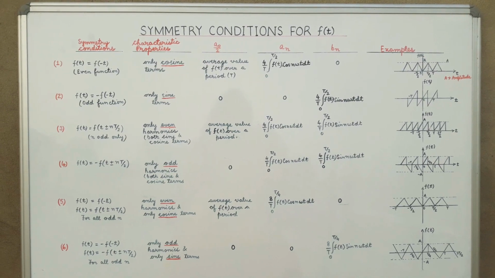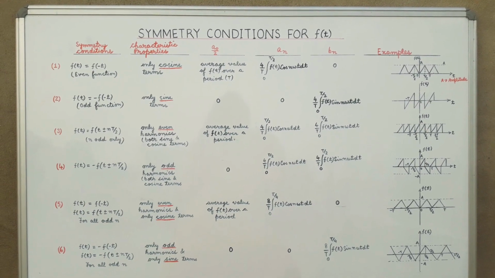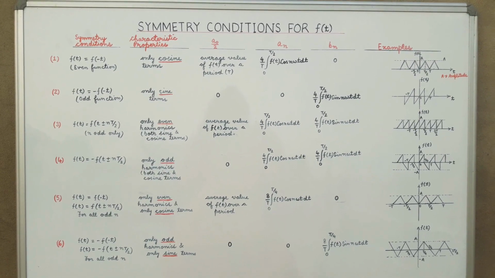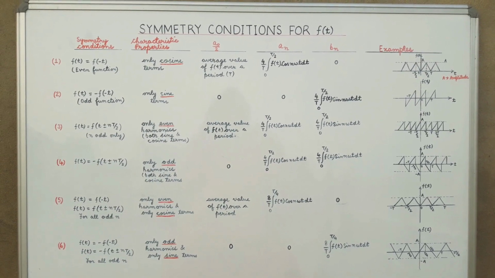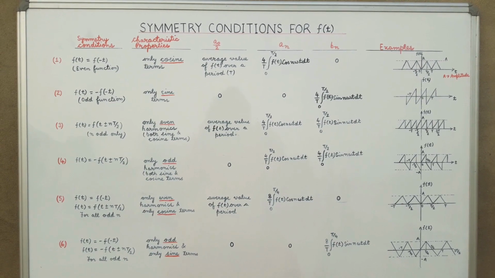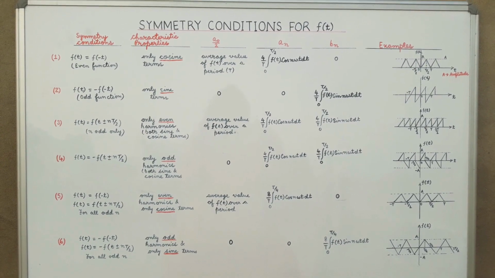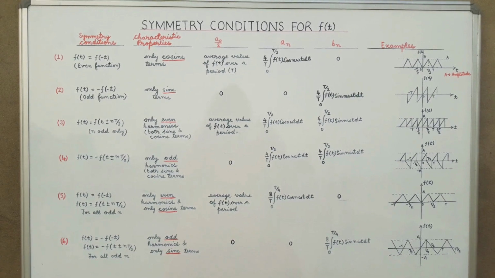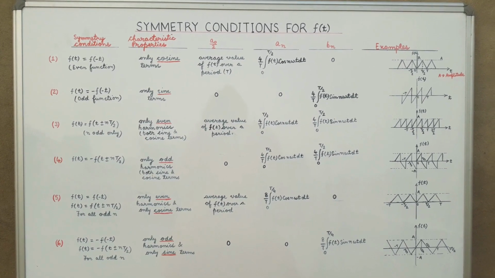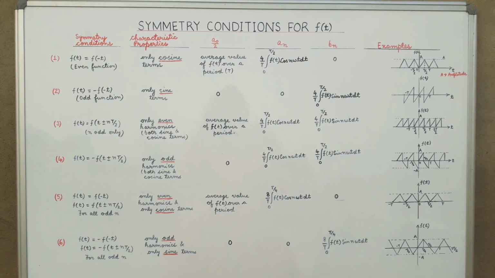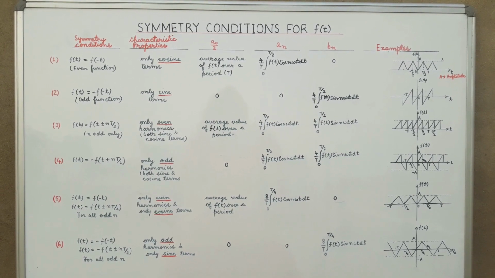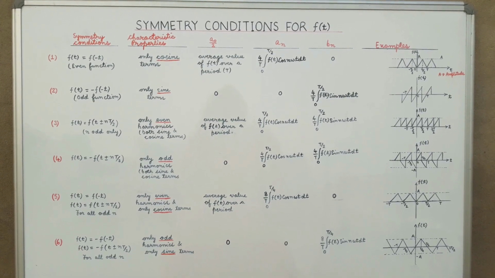Hello everyone. In the previous class, we were discussing the topic Fourier transform and Fourier series. In this video, we will discuss the various symmetry conditions for a periodic function f(t). When a given periodic function possesses certain symmetry properties, then it is possible to tell by inspection what terms will be missing in its Fourier expansion.